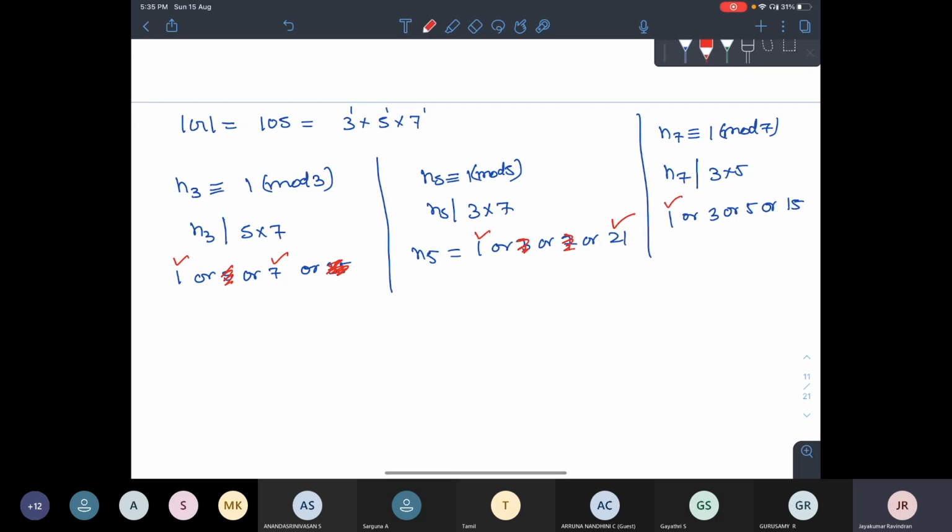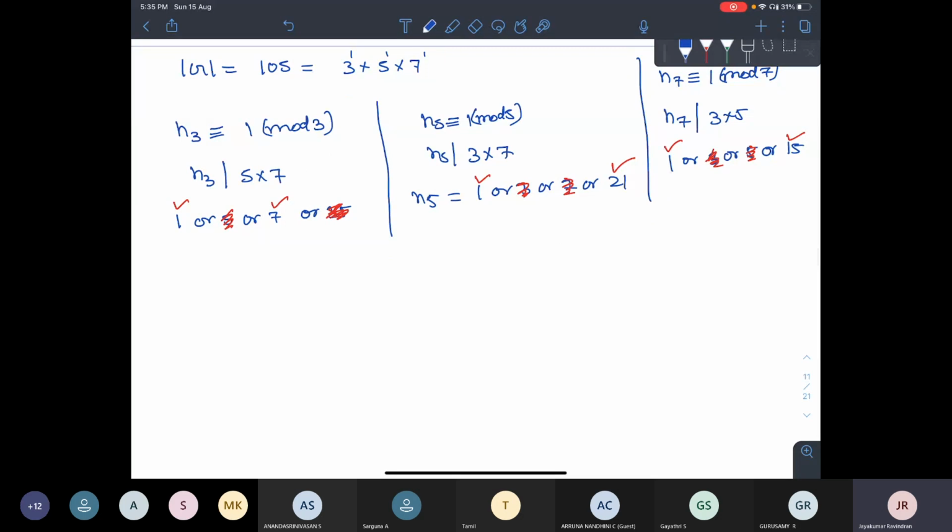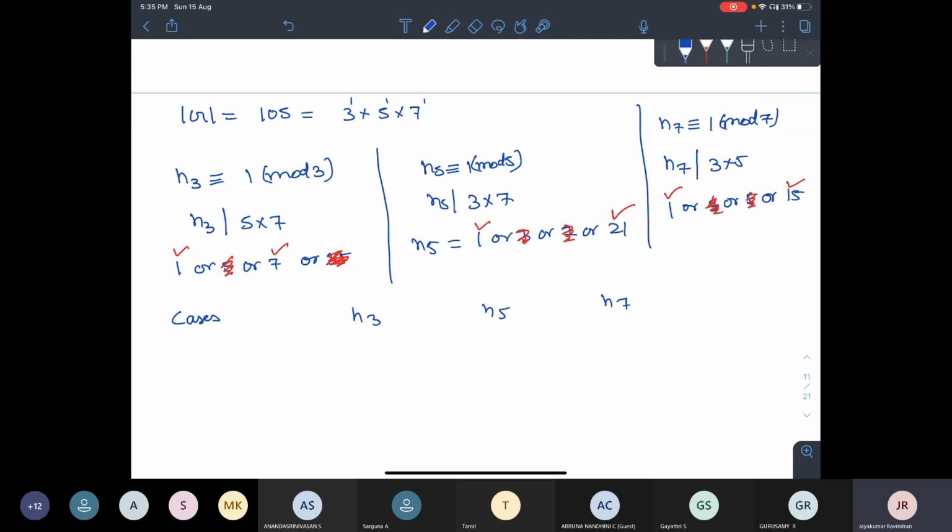1 is always possible. 3 minus 1 is 2, not divisible by 7, so no possibility. 5 minus 1 is 4, not divisible by 7, no possibility. But 15 minus 1 is 14, which is divisible by 7, so it's possible. So we have many cases: the n3 possibility, n5 possibility, n7 possibility. But still, I'm telling you it can be done.